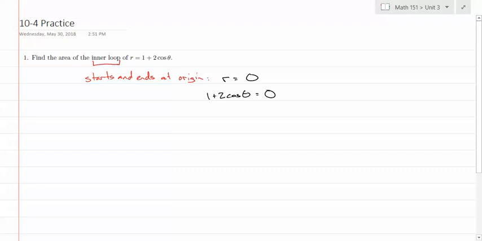We want to solve this equation to figure out the exact values of theta where we hit the origin. If you subtract 1 from both sides, you'd get 2 cosine theta equals -1. Divide both sides by 2, that means cosine theta is -1/2. Then on the unit circle, the two values where cosine theta is -1/2 would be 2 pi over 3 and also 4 pi over 3. Those are the two solutions between 0 and 2 pi.